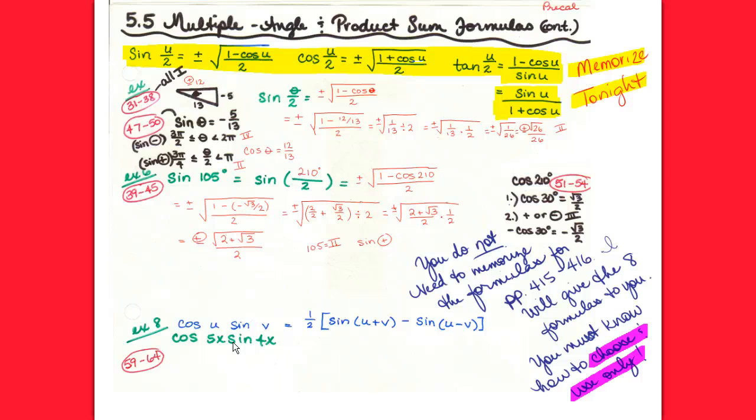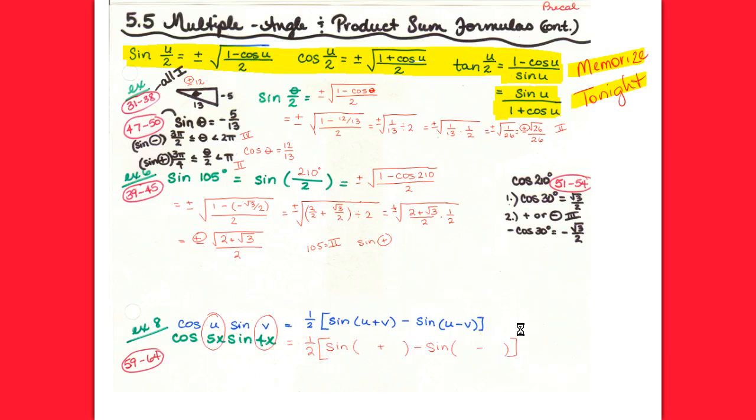Okay, then once I choose the correct formula, I'm just going to write it across the top here. Then how do I use it? Well, I'm going to put 5x in the place of each u, and 4x in the place of each v. So 5x in for u, 4x in for v. And then, of course, we can simplify a little bit. 5x plus 4x is 9x. 5x minus 4x is 1x.